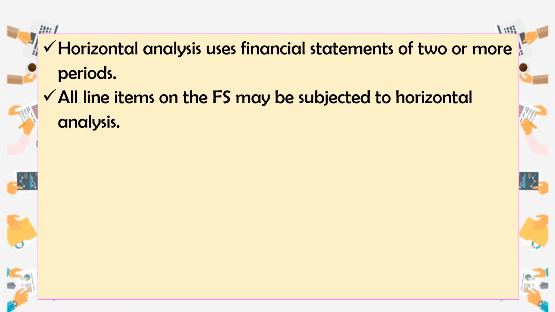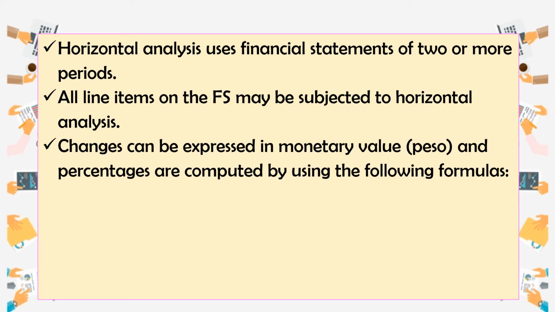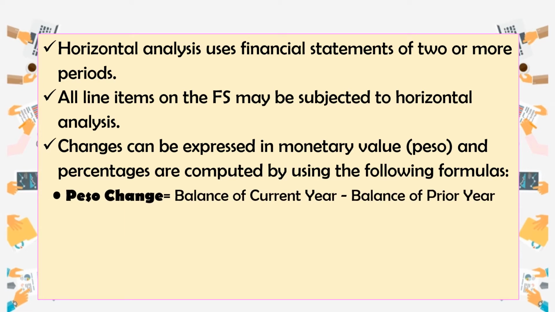Lahat ng items sa financial statement ay pwedeng gamitan ng horizontal analysis. Changes can be expressed in monetary value and percentages and are computed by using the following formulas. Diba? In our definition of financial analysis, we will compute and analyze. So, for the peso change, we have the balance of the current year minus the balance of the prior year. Meaning, pwedeng magkaroon tayo ng positive value or negative value depending on the change. Pwede ding there is no increase or decrease on the balances.